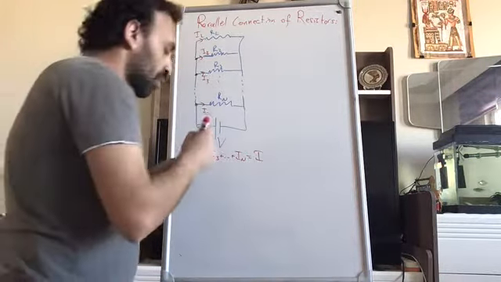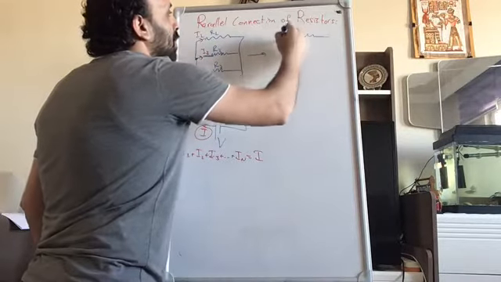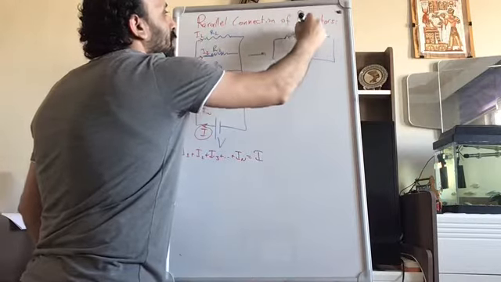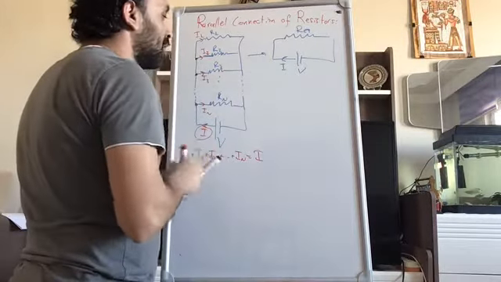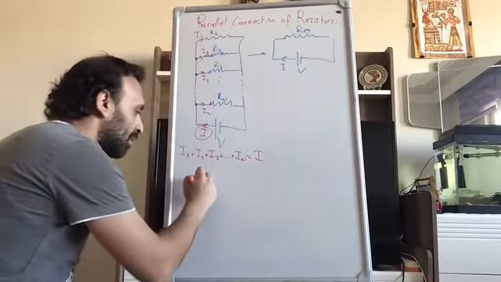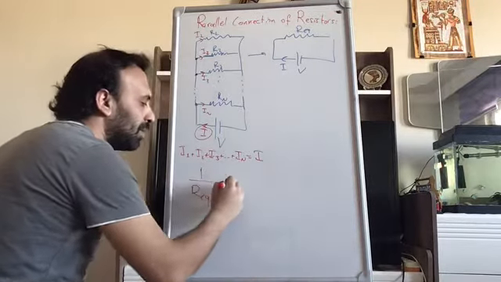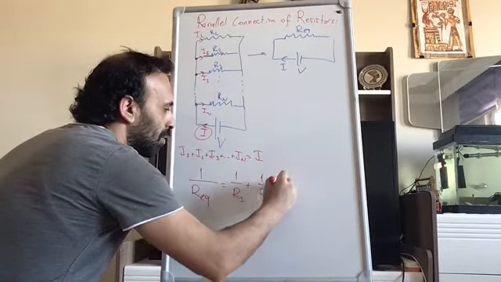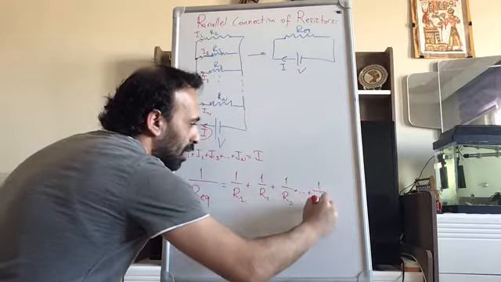And if you want to install a simpler circuit with a single resistance R equivalent with the same power supply and the same current, then you can calculate the R equivalent, but the inverse of R equivalent in the case of parallel connection will be simply equal to 1 over R1 plus 1 over R2 plus 1 over R3.